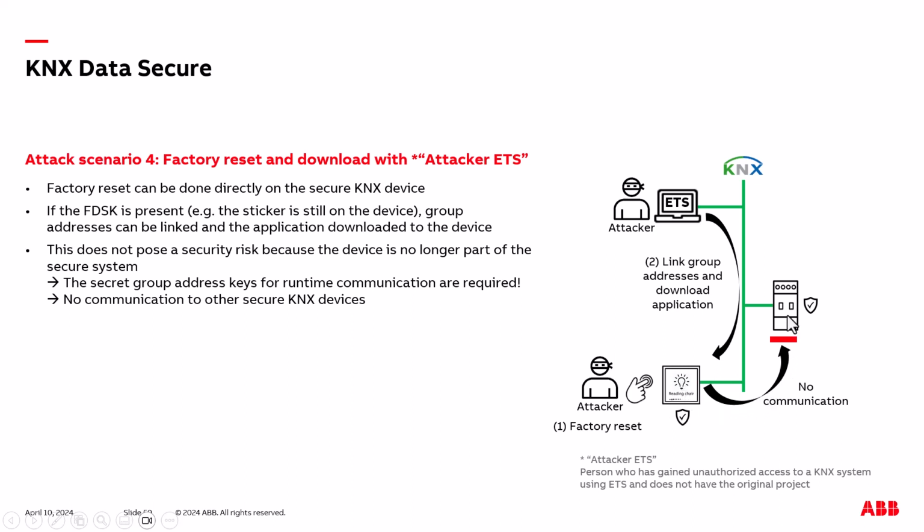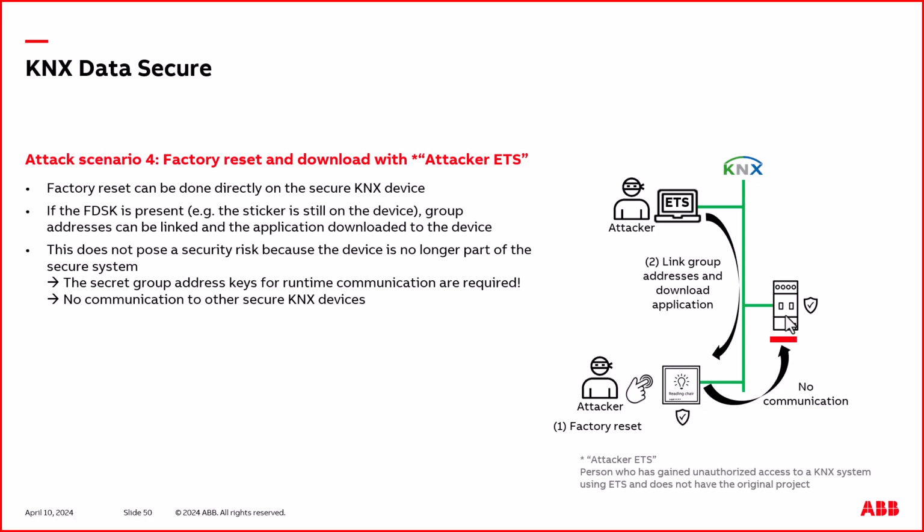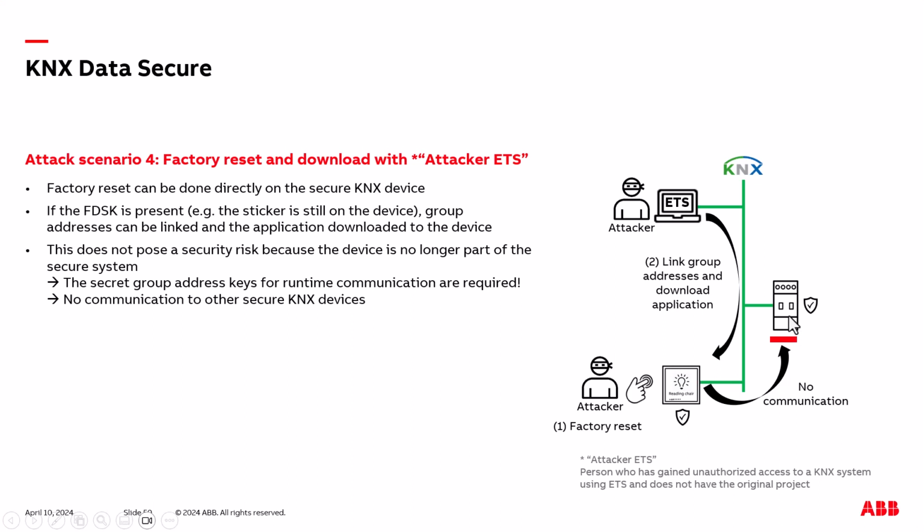But the actuator says, oh, for this group address there is not this group address runtime key, which is generated by the original ETS. So this actuator will not accept this group address sent by this device. Also, no chance here to manipulate or to attack our KNX installation.